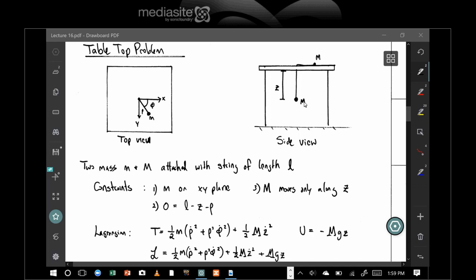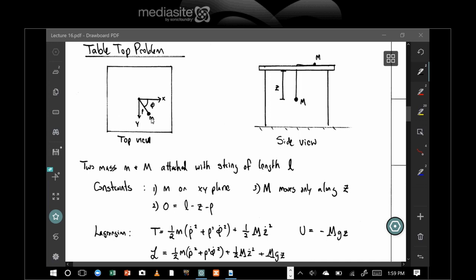So a natural coordinate system for this is just a cylindrical coordinate system. Mass little m moves in the plane. So the kinetic energy of this one is just going to be equal to 1/2 mv squared. Now remember, there are two particles in this particular problem.